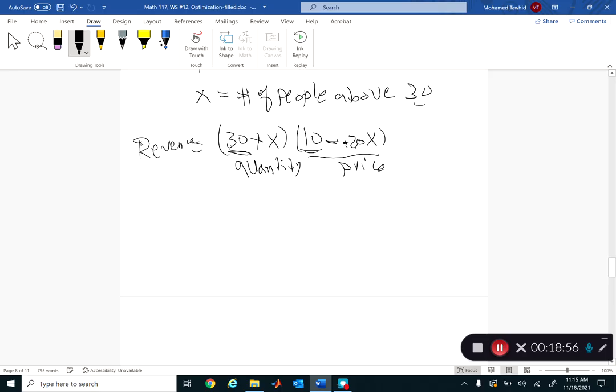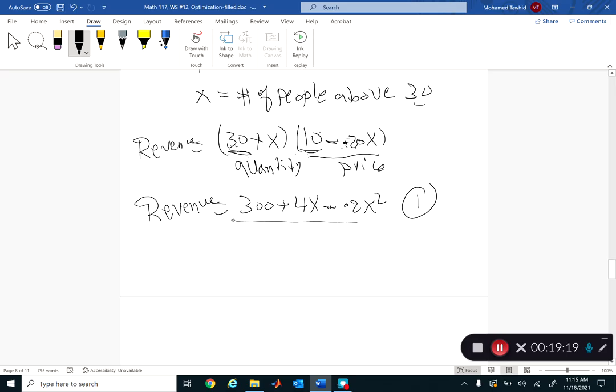If I try to simplify this, just go ahead and expand the bracket. 30 multiplied by 10, you get 300, right? Plus 4x, minus 0.2x squared. Let me give this equation 1. So I expand the bracket and simplify. I got this one. So is that revenue? Yes, that is our revenue, right?